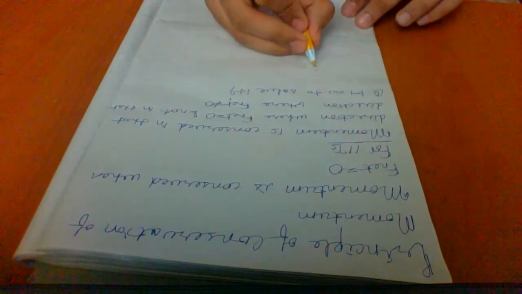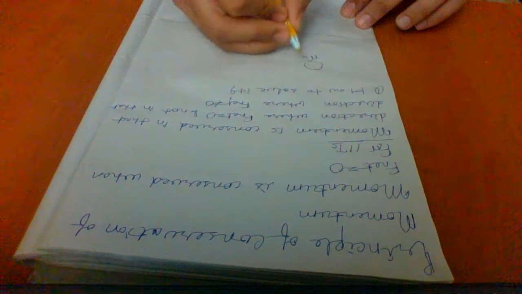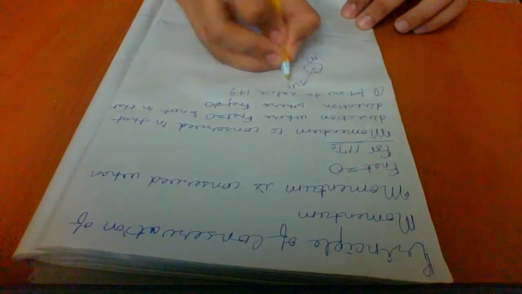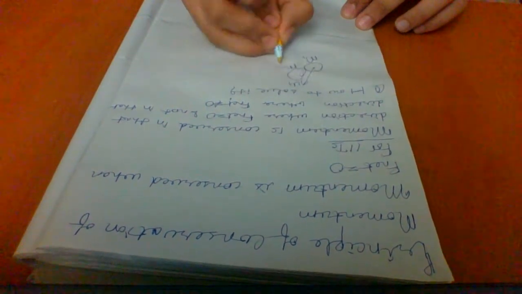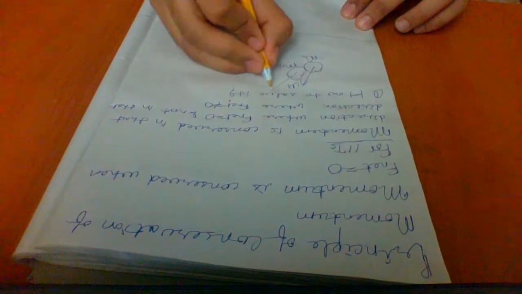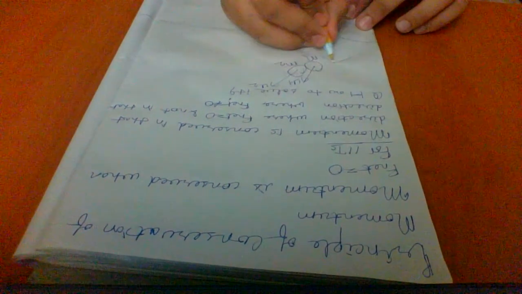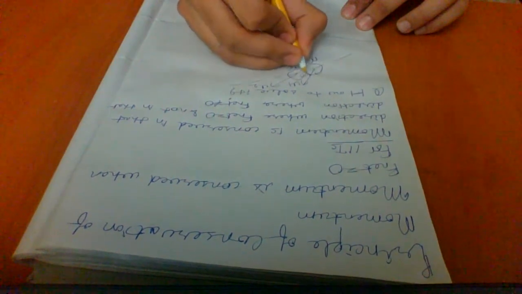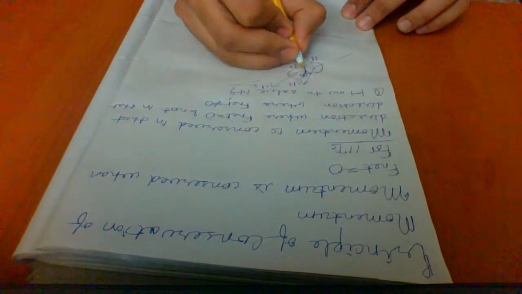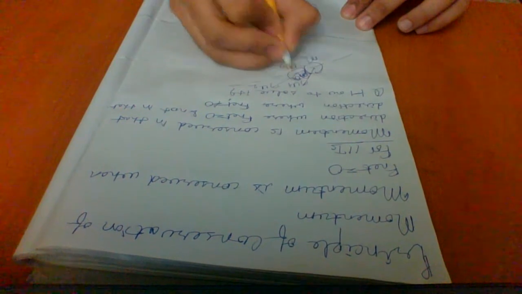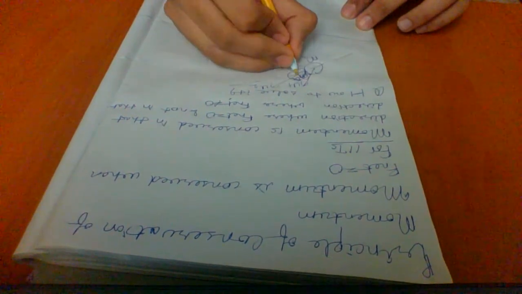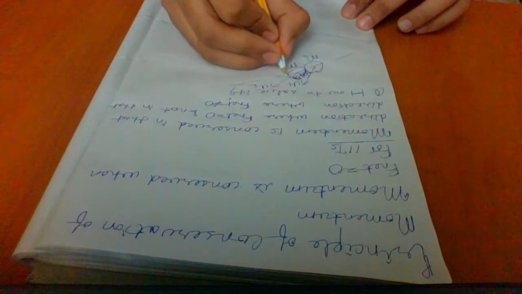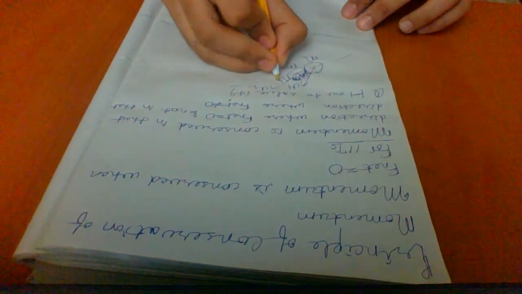So let's take a ball of mass m1 having velocity u1 collided with a ball of mass m2 having velocity u2. Let's take this angle as theta 1 and this angle as theta 2.